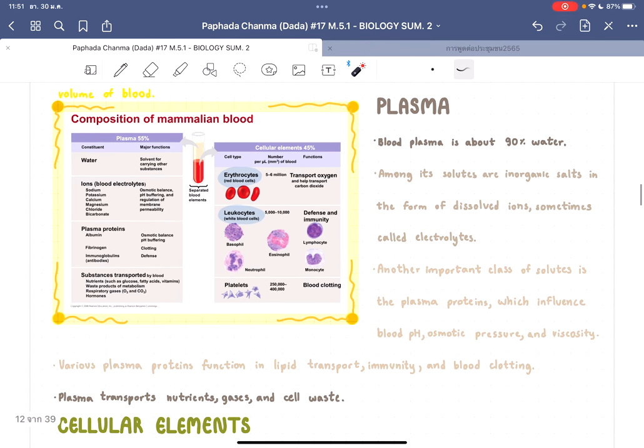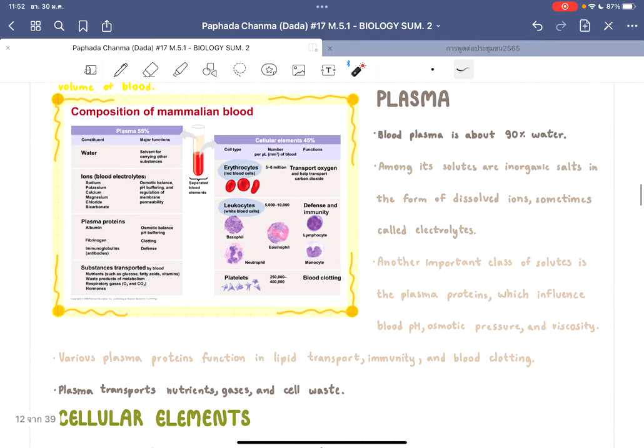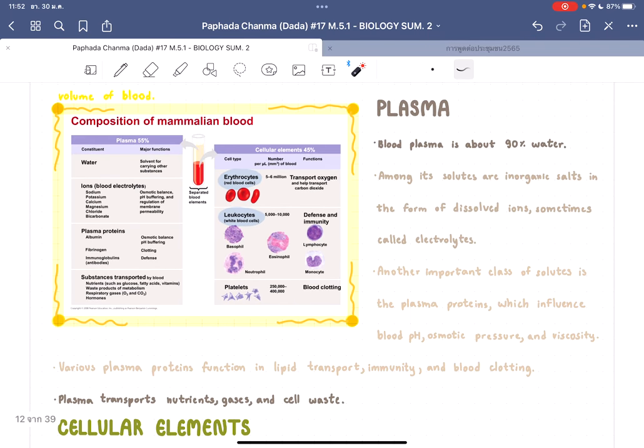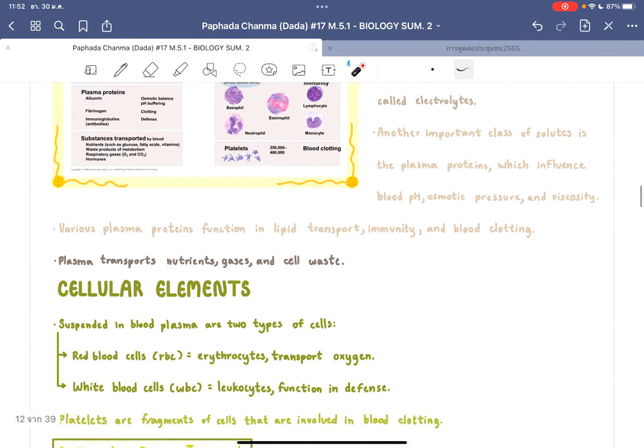Plasma. Blood plasma is about 90% water. Among the solutes are inorganic salts in the form of dissolved ions, sometimes called electrolytes. Another important class of solutes is the plasma proteins, which influence blood pH, osmotic pressure, and viscosity. Various plasma proteins function in lipid transport, immunity, and blood clotting. Plasma transports nutrients, gases, and cell waste.